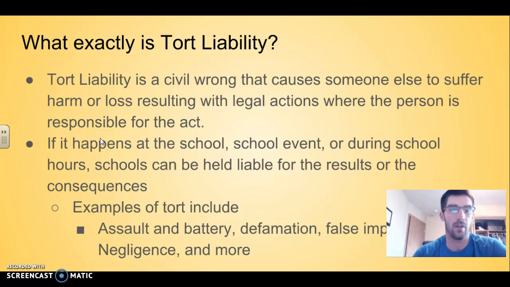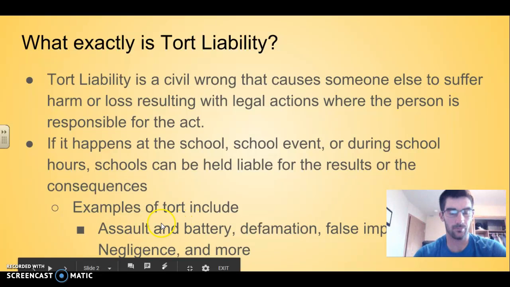Okay. If it happens at a school event or during school hours, schools can be held liable for the results or the consequences. Some different examples of tort include assault and battery, defamation, false imprisonment, negligence, which is probably the most common, and then more.